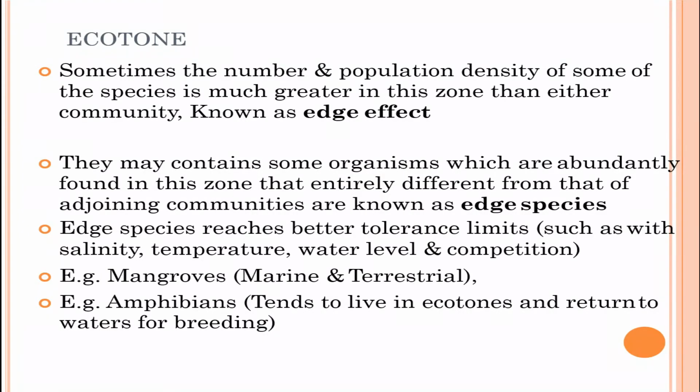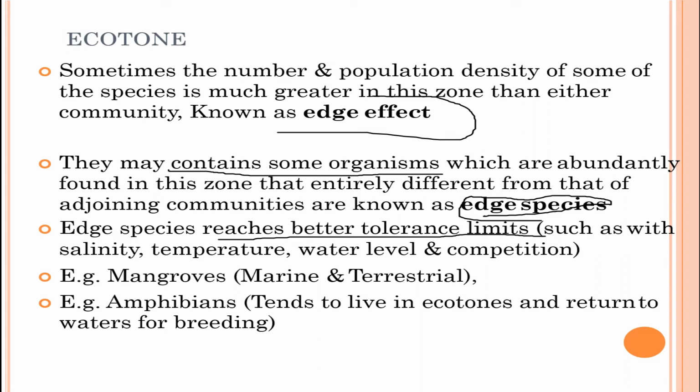Talking about some more terms, as we have just studied the edge effect, where some species may be present in abundant quantity, there are also organisms known as edge species. Edge species have better tolerance limits, such as for salinity, temperature, water level, and competition. An example is mangroves.